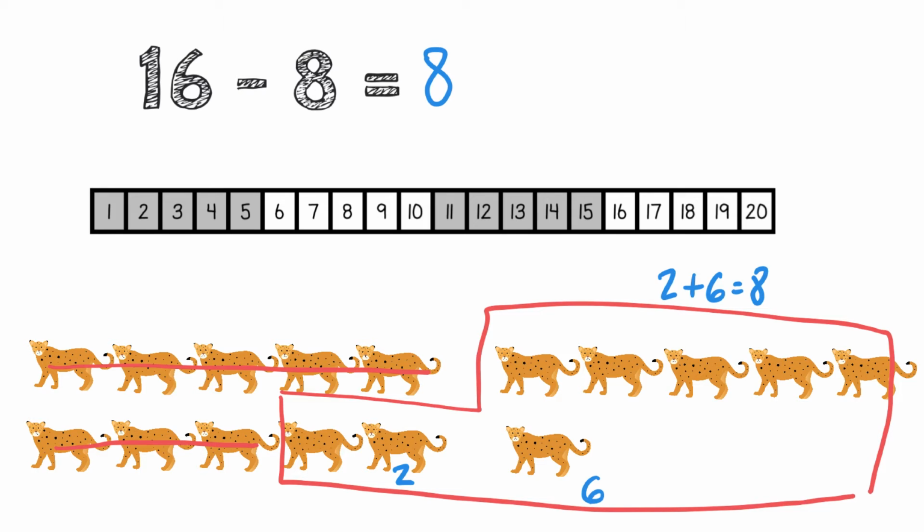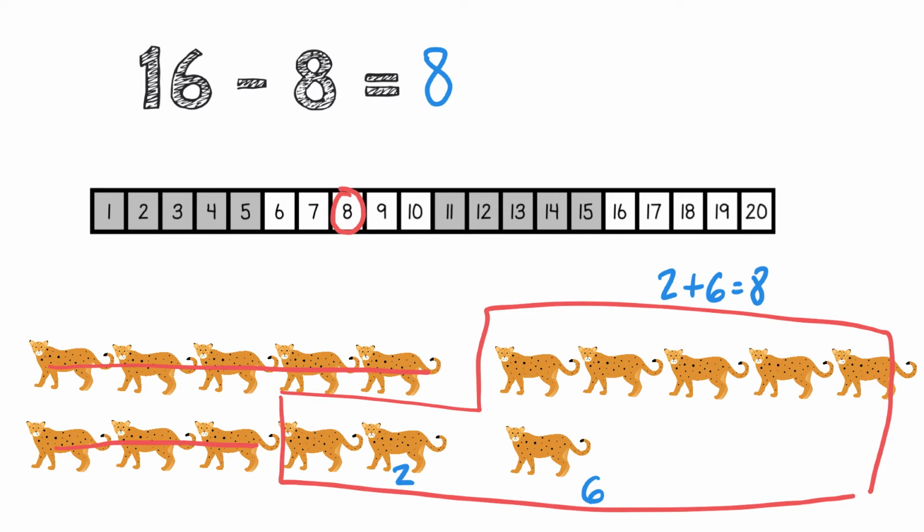The first thing we want to do with this number path is put a circle around that 8. We're going to start with the 8, just like we did when we were counting on. Now, I'm going to count on, but I'm not going to count on one at a time. I'm going to do it a little bit differently here.